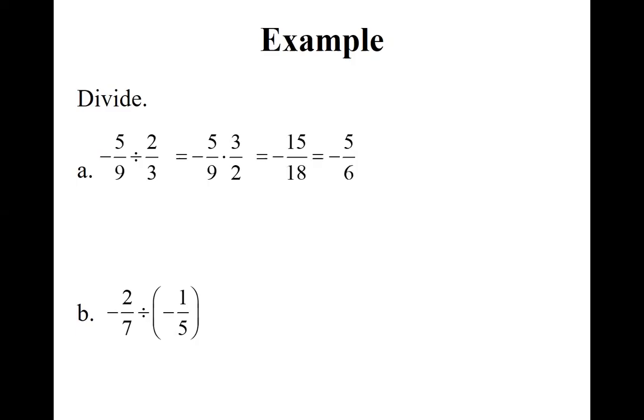Multiply across the top, multiply across the bottom. 5 times 3 is 15. 9 times 2 is 18. Negative 15/18 then reduces to negative 5/6. Why? Because we can divide the top and bottom by 3.